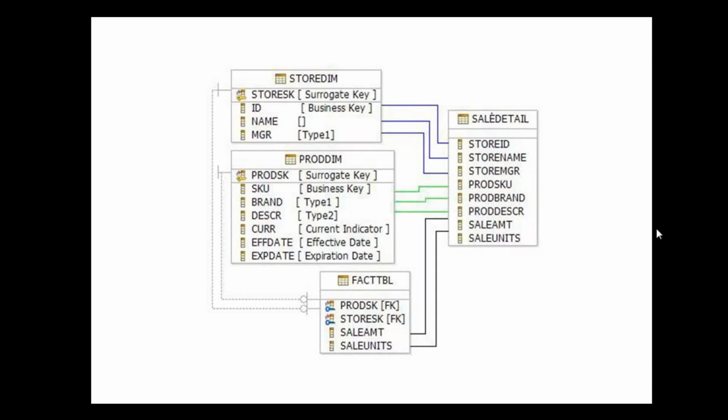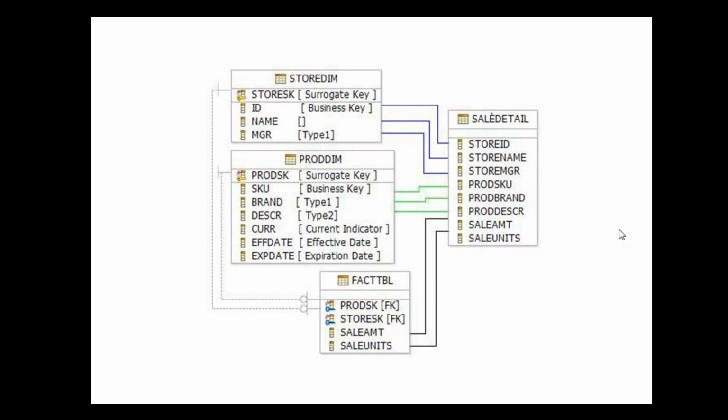Yesterday we saw one way of implementing the slowly changing dimension using the change capture stage. So today we will try to implement another slowly changing dimension, and there is a separate stage in DataStage that is itself known as the slowly changing dimension stage.